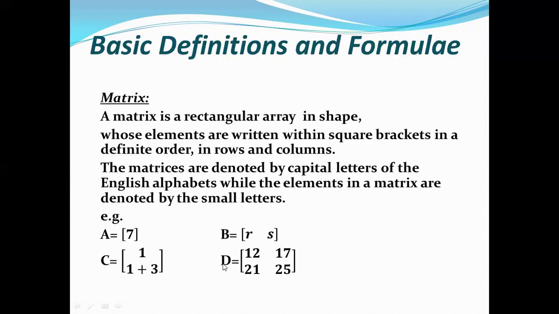And another example is D, that is equal to 12, 17, 21, 25. These are the four elements of the matrix D.